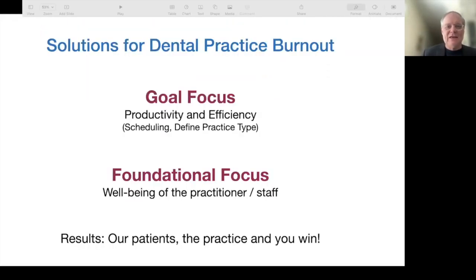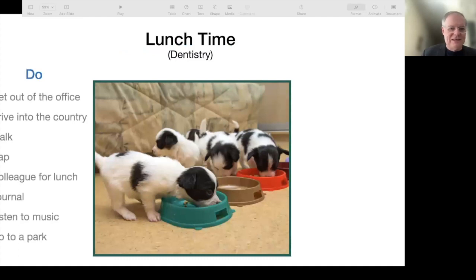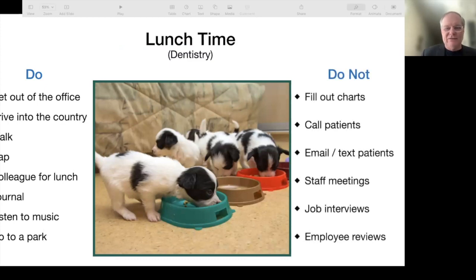So we have the same thing here, where we have to look at our productivity and efficiency, how we're scheduling, what type of practice we want to have, and then on foundational focus, the well-being of the practitioner. Take care of yourself, obviously, take care of your staff. Take time at lunchtime, get out, walk, take a nap, whatever. Don't sit there and fill out charts and do interviews and all this kind of stuff. Get out of the office.